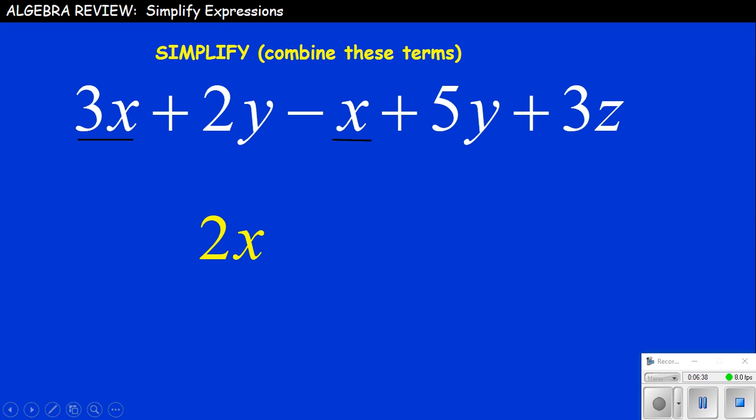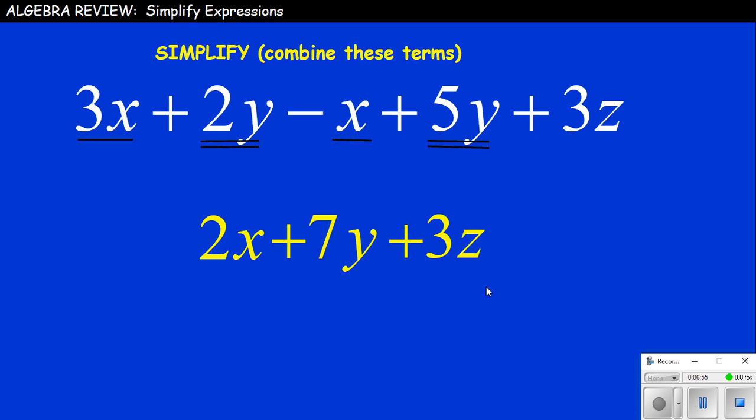We do the same thing with the y's. 2y plus 5y, they are like terms. Add them up and we'll get 7y. This 3z here on the end does not have any like terms, so it doesn't change in any way. We simply have plus 3z at the end.